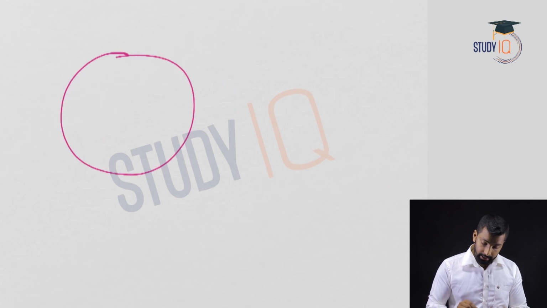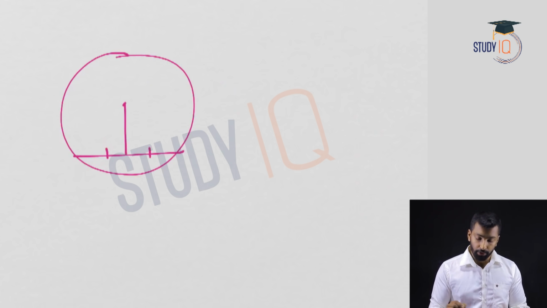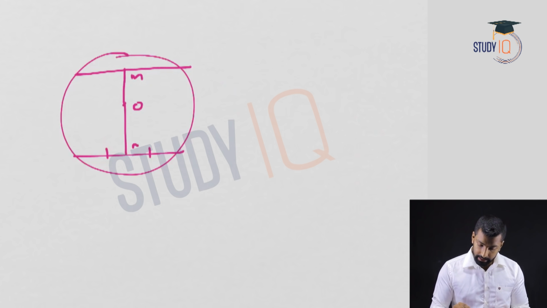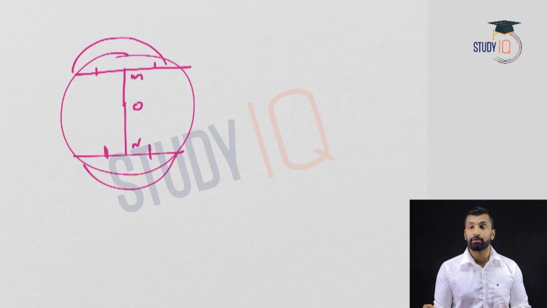Now the length based properties that we have already seen in the circle: you have a secant, dropping a perpendicular from the center, these 2 will be equal. Similarly if you draw on the top, if these 2 are equidistant, this is O, this is M, this is N, if OM equals ON, these 2 will be equal, these 2 will be equal, and more than that these 2 secants will be equal.